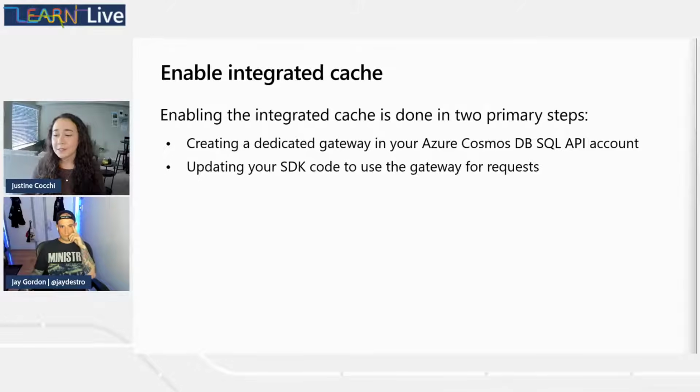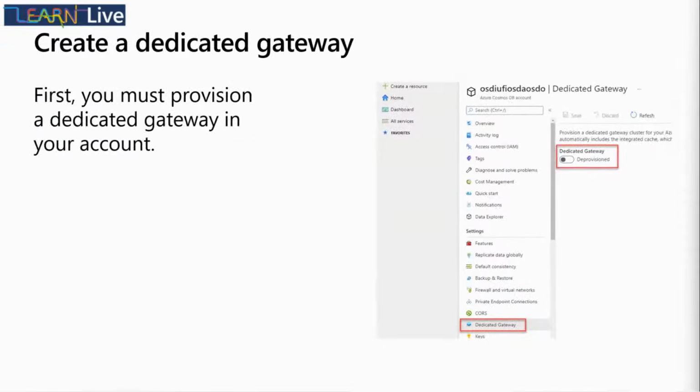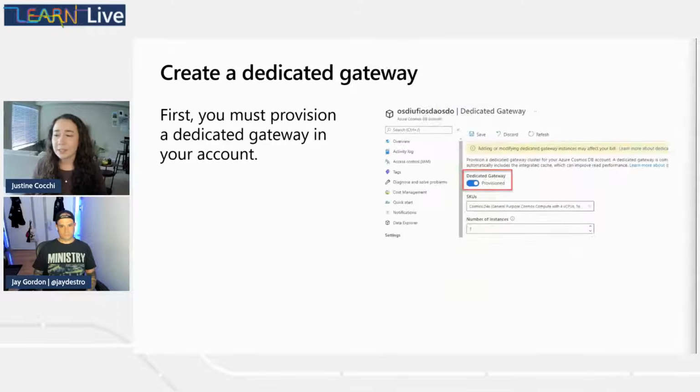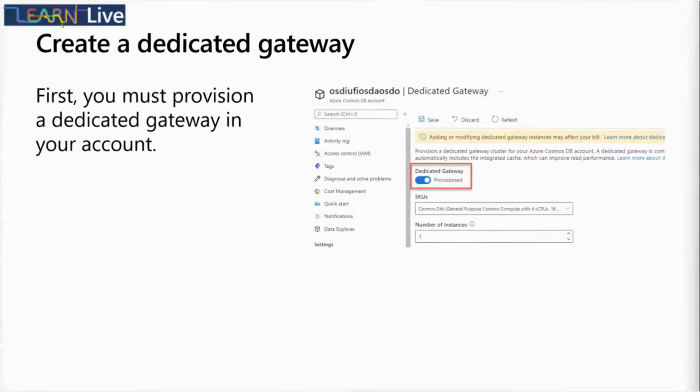So let's first dive into how to actually create the dedicated gateway. Now, this is a screenshot from the portal, and I promise we will jump to the portal in just a second. But first, you need to provision the dedicated gateway in your account. So in your Cosmos DB account, there is a blade called dedicated gateway. And when you get to that blade, if you don't have your dedicated gateway provisioned already, you should see this sort of toggle button at deprovisioned. Well, as soon as you toggle it, it will let you pick the SKUs and the number of instances. Now, Jay was telling us a lot about the SKUs just a moment ago.